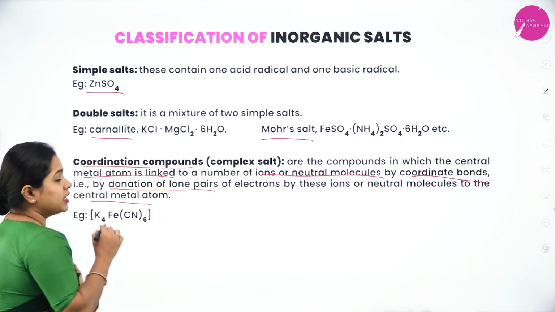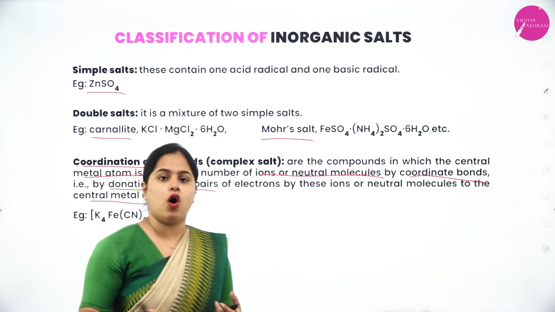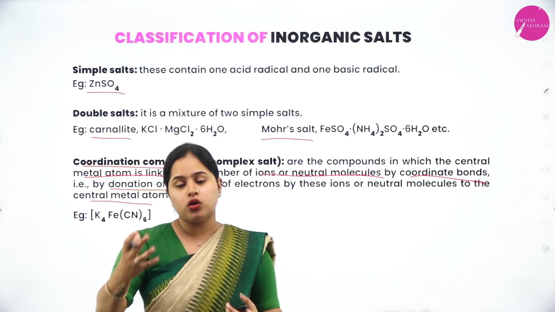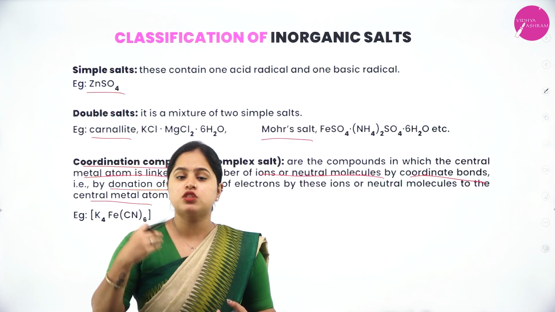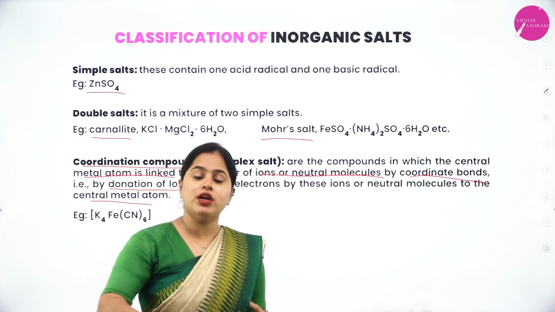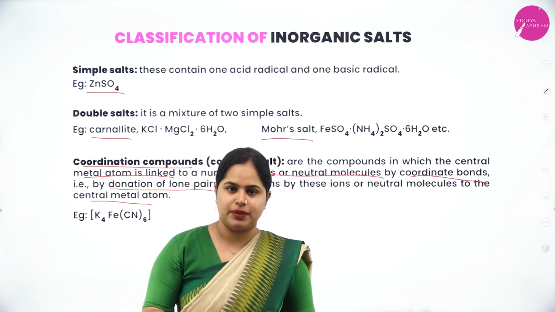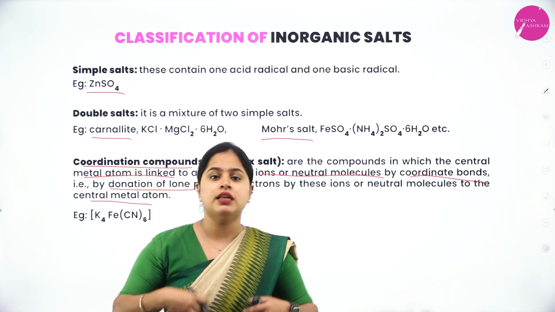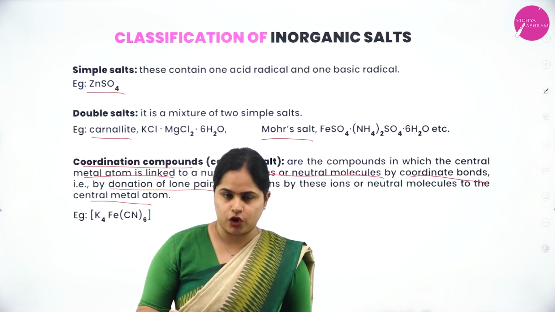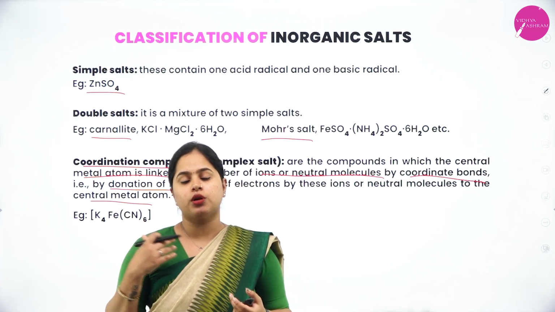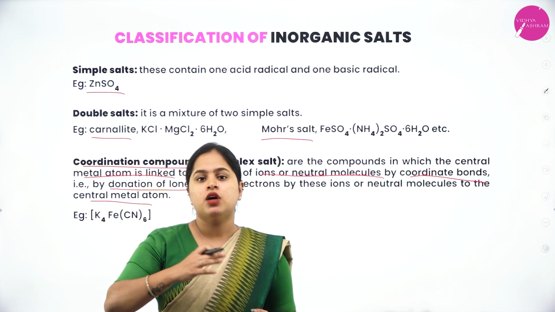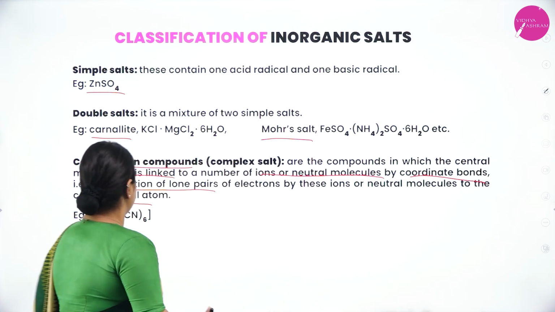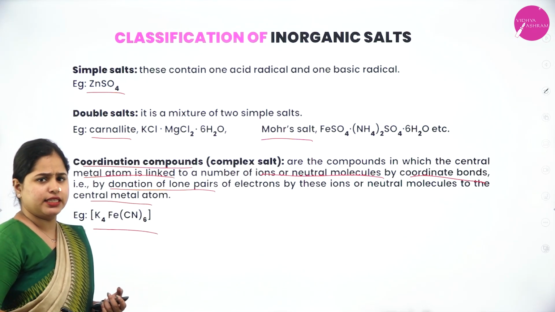The speciality of these ions or neutral molecules present around it is that they are the ones donating electrons to the central metal atom. So the central metal atom is not taking part in giving away any electrons. The ions or neutral molecules around it have the lone pairs and donate the electrons. So K4[Fe(CN)6].